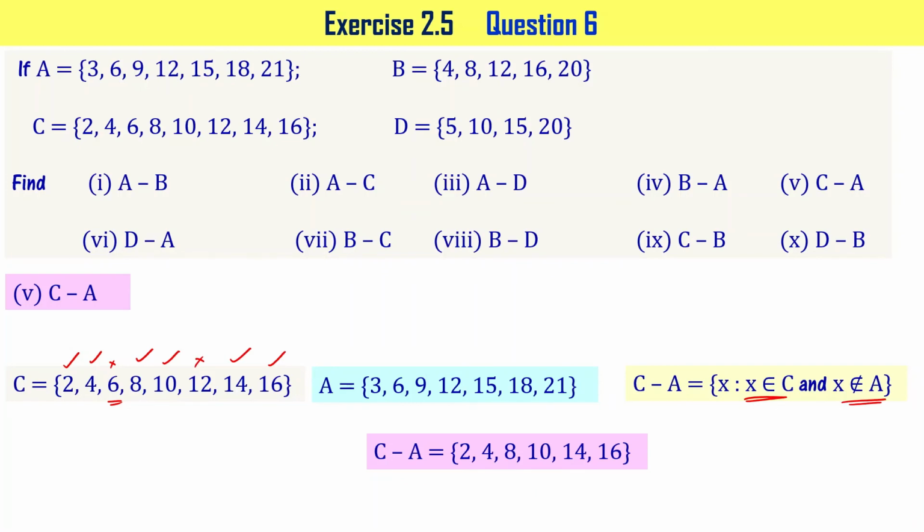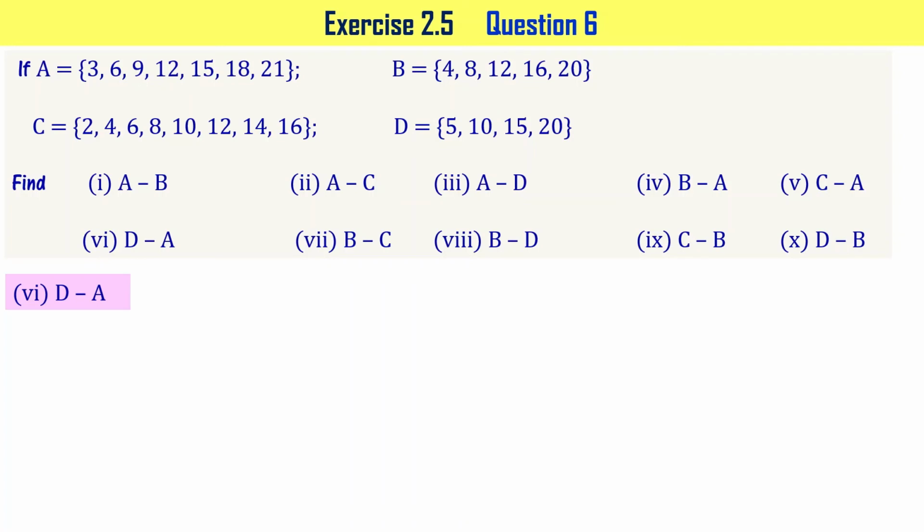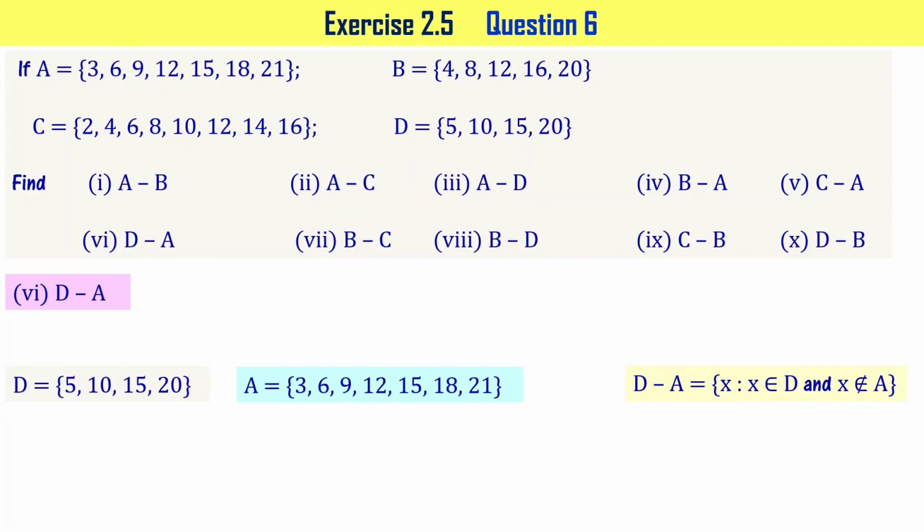Right? Now let's go to the next part, that is D minus A. Let's write D. Let's write A. And D minus A is the set containing elements that are part of D but not part of A, right? As you see here, 5 is only part of D, 10 is also part of D. When it comes to 15, it is present in both, that's why we don't include this. And 20 is also only part of D, right? That's why D minus A is going to be the set containing elements 5, 10 and 20.